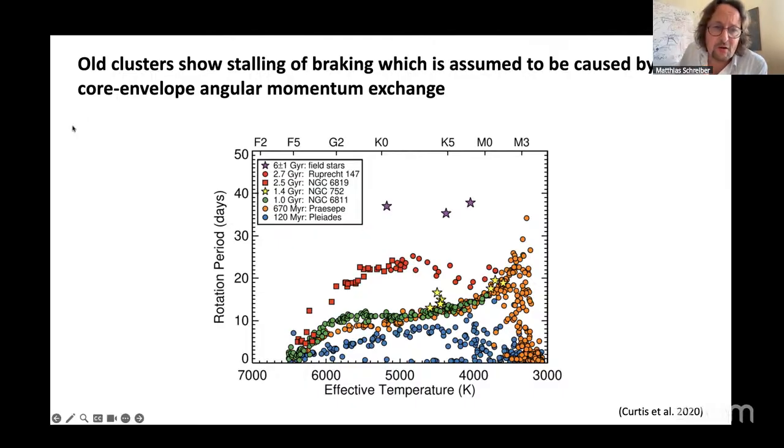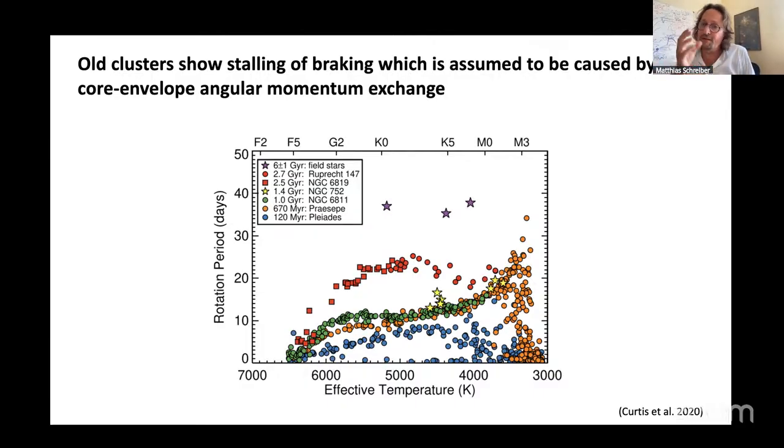It has been incorporated, it is thought now, and it works relatively well, that this has to do with angular momentum exchange between the radiative core and the convective envelope. So the idea is the core is rotating fast initially, and then the envelope is suffering from magnetic braking. So it's not like a rigid body, which always rotates like a ball. There is some inner structure and inner angular momentum transport in the star.